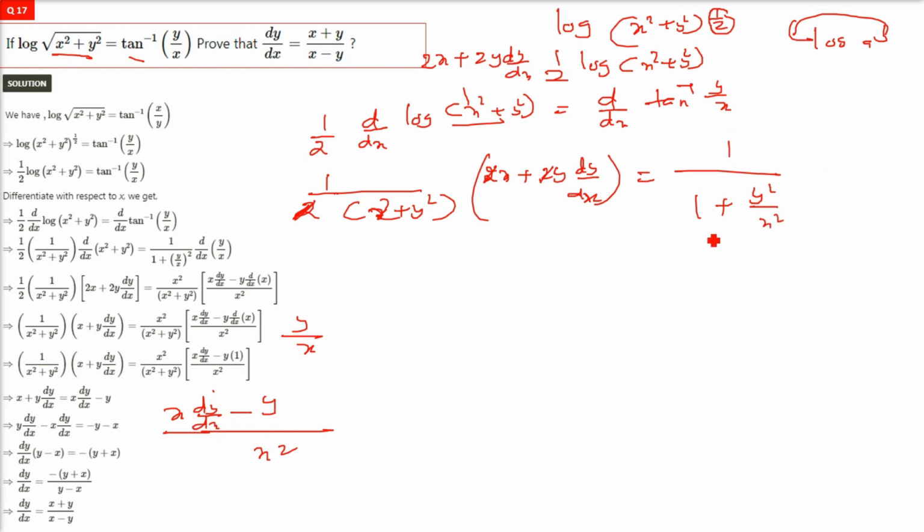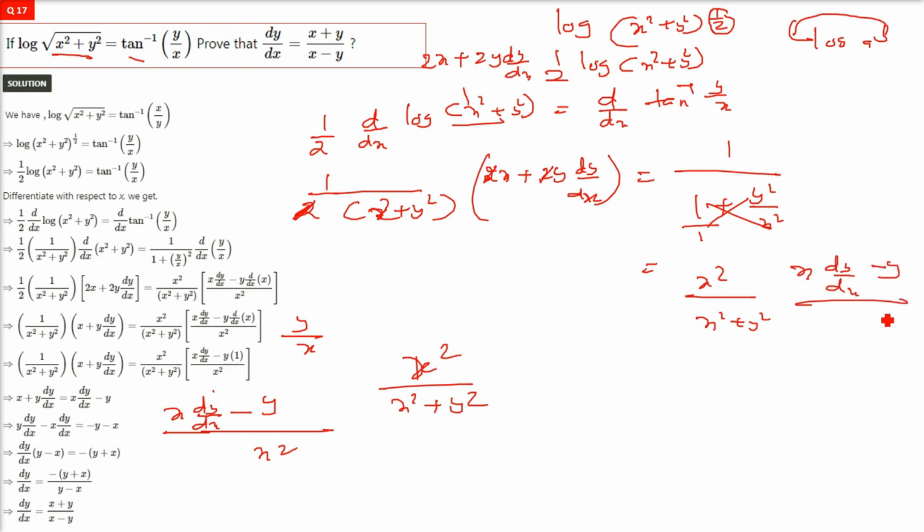So let us do this one also. This is going to be 1 by x square plus y square by x square. Now this x square I am not writing because it will go in the numerator. So finally this is going to be x square by x square plus y square, and this one also x into dy by dx minus y by x square. Now what do you see here? What was the left hand side? If you remember, it was 1 by x square plus y square and x plus y dy by dx.